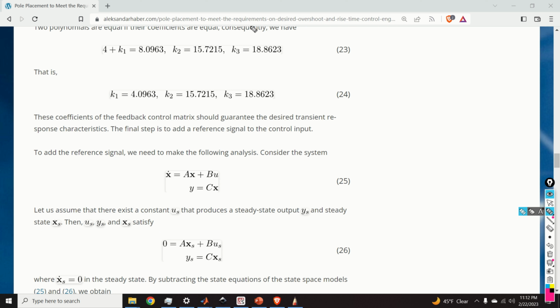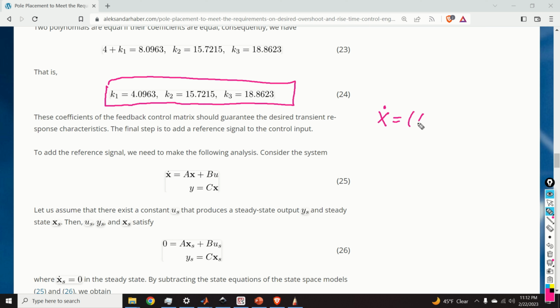K1 is 4.0963, k2 is 15.72115, and k3 is 18.8623. These coefficients uniquely determine the feedback control matrix. And we are almost done, except for one very important detail. Notice over here that we designed a closed-loop system that looks like this.